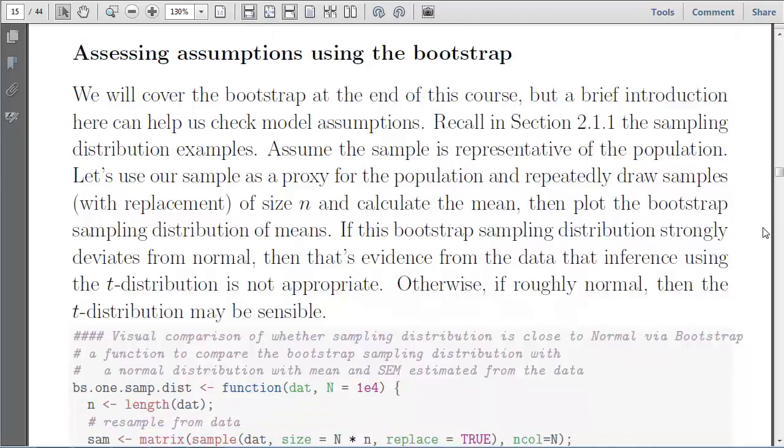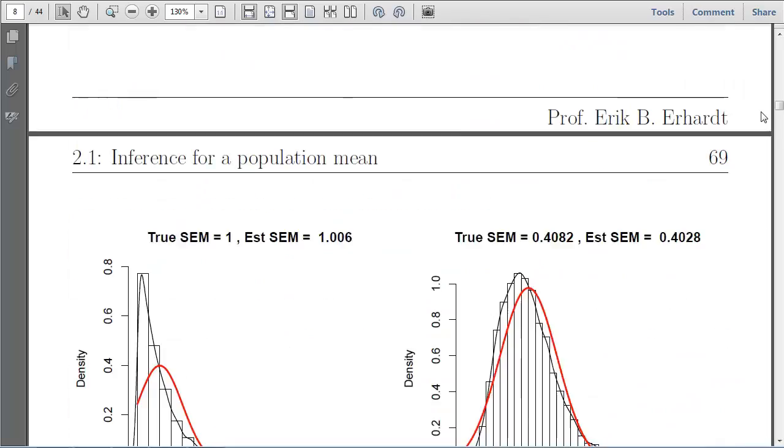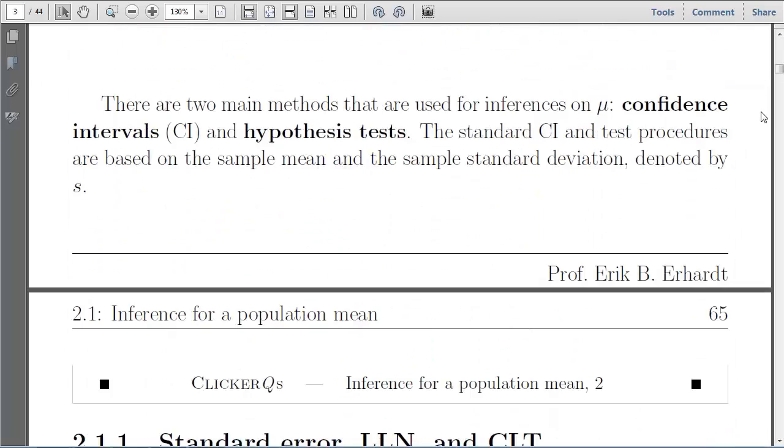All right, and we're going to assess that normality assumption of the sampling distribution of the mean with the bootstrap. And I'm not going to really talk too much about the bootstrap except to say that it is a strategy for treating the sample sort of like a population and doing all that resampling the way that we wish we could. Okay, let me scroll up to the top.